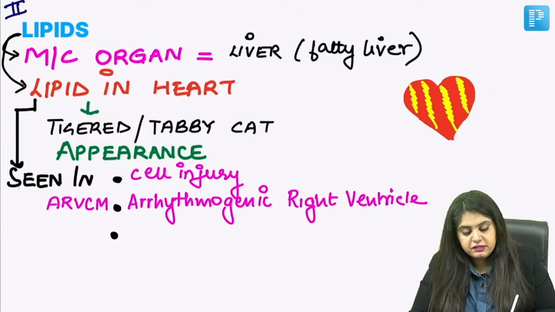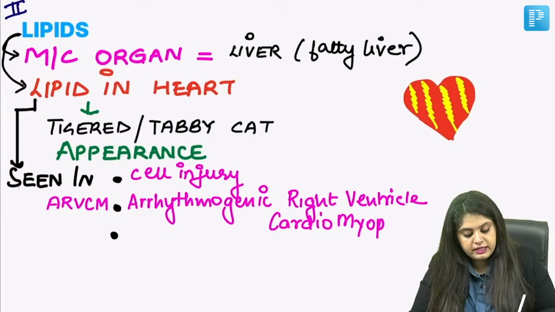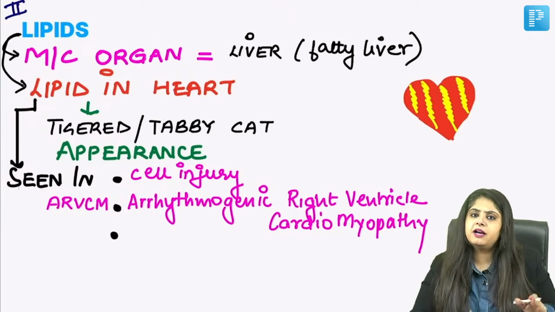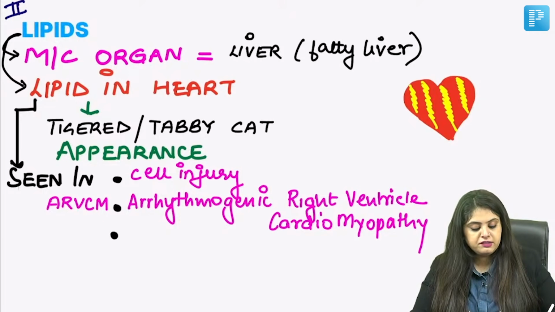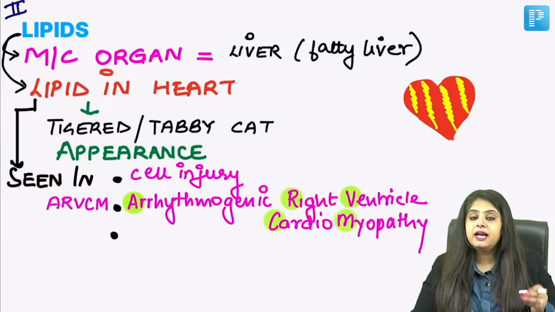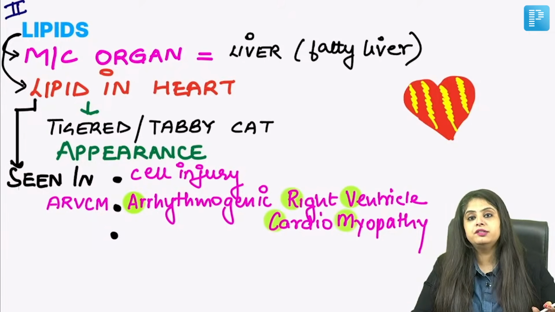And what is this disease? What is CM? CM is going to stand for cardiomyopathy. Okay, now I know the entire disease. For now this much knowledge is enough. I will teach you in the cardiac chapter in full detail. For now I know what is ARVCM, arrhythmogenic right ventricular cardiomyopathy. In that also, fat goes and sits in the right ventricle.